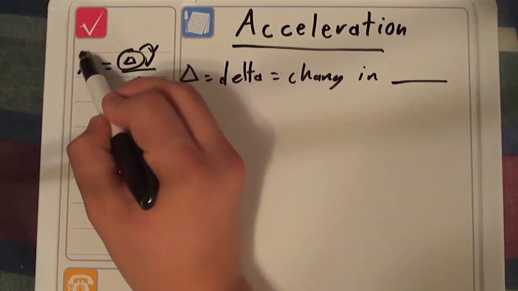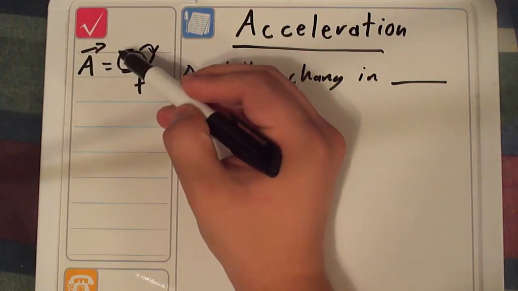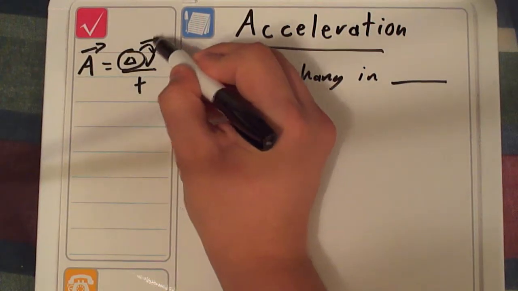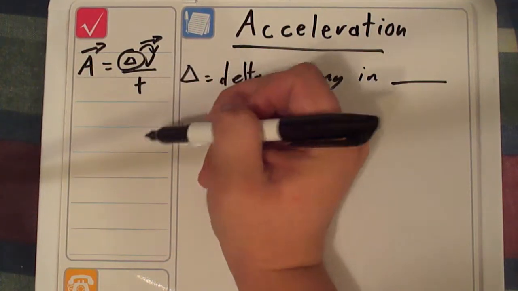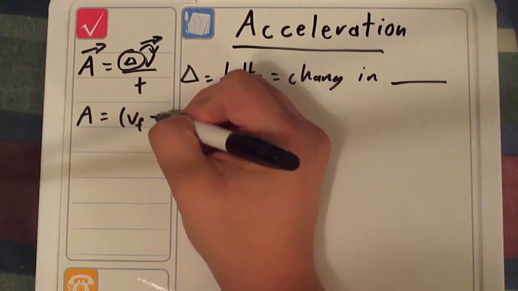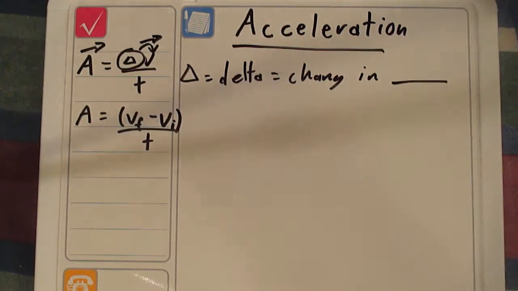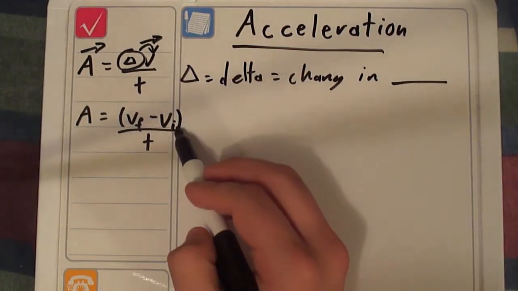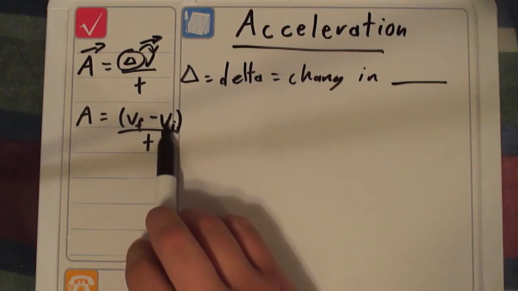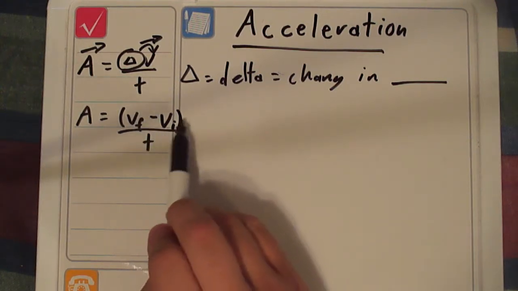This can also be written as acceleration as a vector, so it has a direction, equals delta v, so velocity, so it has a direction, over t. As well, this can also be written as acceleration equals vf minus vi over t. Or if you don't want to use vf or vi, you can use v1 and v2. Well, actually that would be v1, that would be v2. That just says, okay, this is my final velocity, this is my initial velocity. The difference between the two is my change in velocity. So you have one minus the other, and then divided by time.